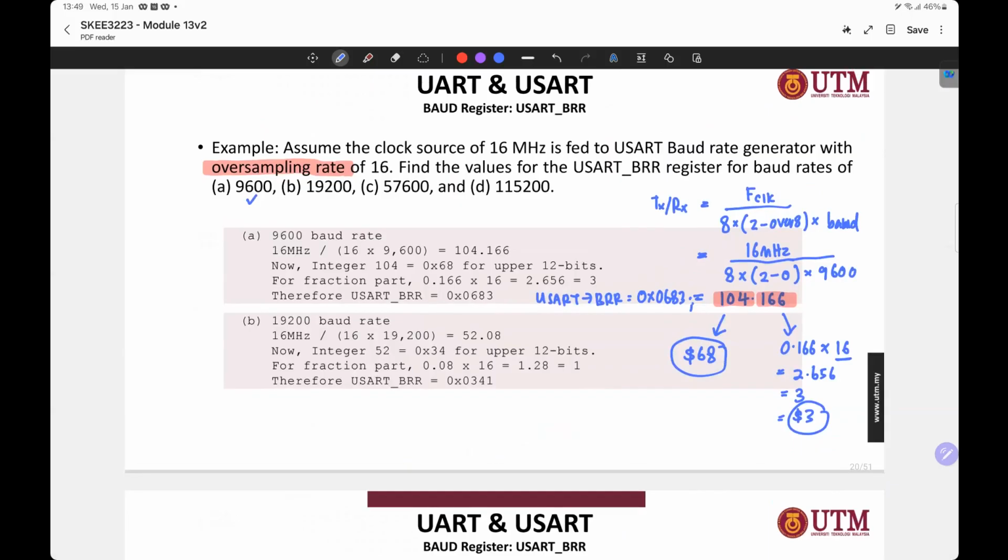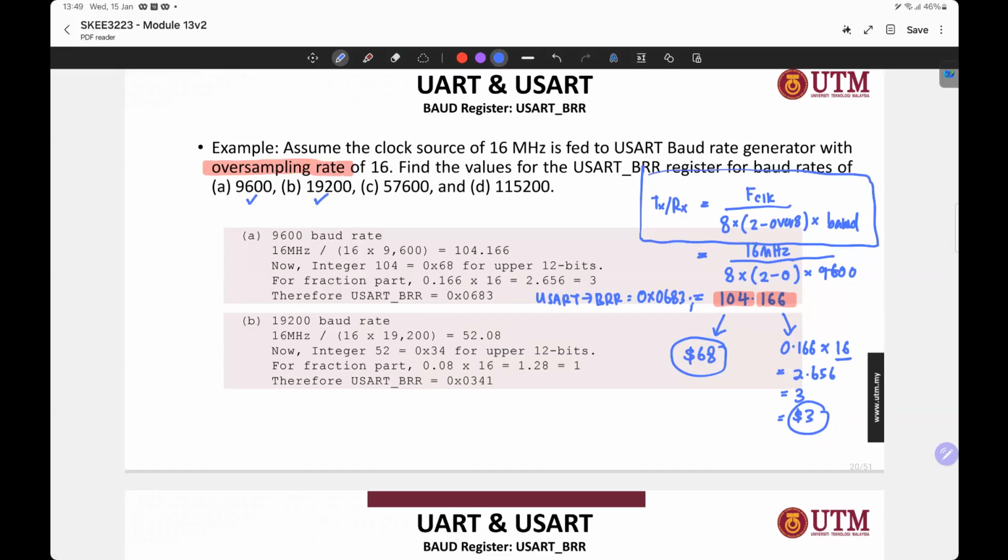Okay, no. If no question, then we move on to look at the next baud rate here. Now we're going to calculate what value that you need to send out to your baud register. Again, use the same formula here. F clock divided by 8 times 2 minus over 8 and multiply with baud. The F clock is at 60 megahertz. 8 times 2 minus 0 lah. Why? Because it's oversampled by 16.